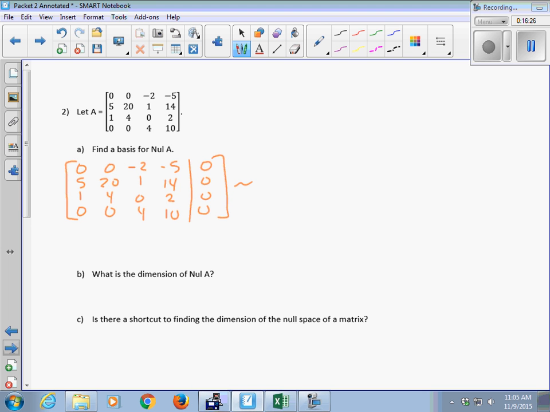And let's see, I think I have this already done. And you get 1, 0, 0, 0, 4, 0, 0, 0, 0, 1, 0, 0, 0, 0, 1, 0, 0, 0, 0, 0. I don't have enough room to finish this. I'm going to do it on another page.